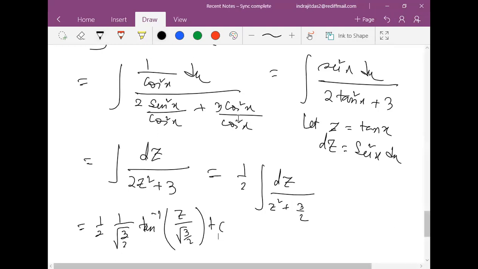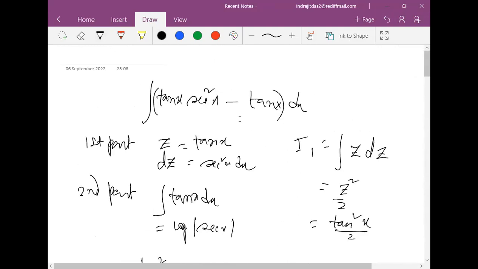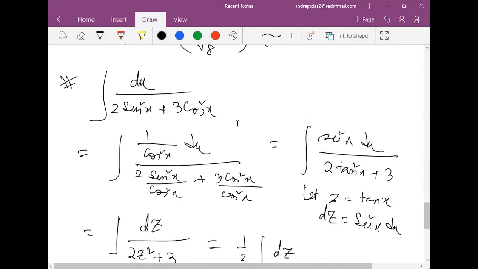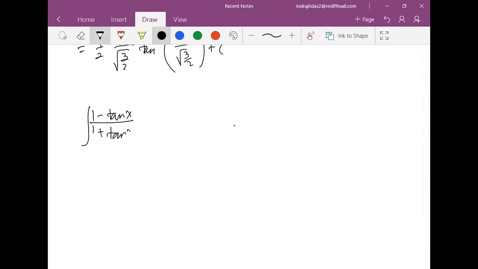Z is tan x. So in all these categories, what I have discussed today: I started with the idea of 1 minus tan x by 1 plus tan x, this type. This is very important. Or cot x will also be like this. Then I showed you how to solve root over 1 plus sin 2x or simple sin x.